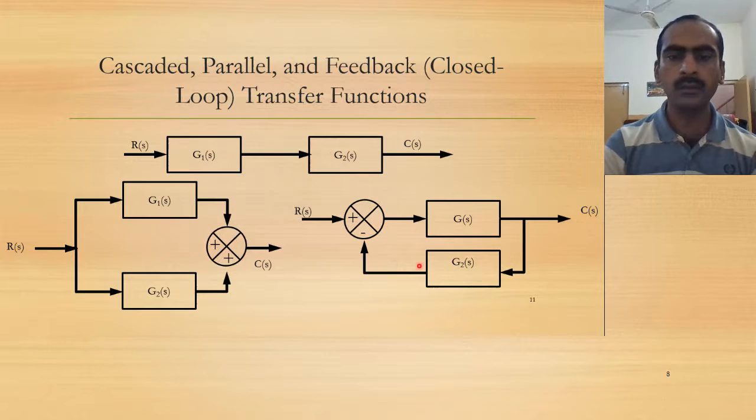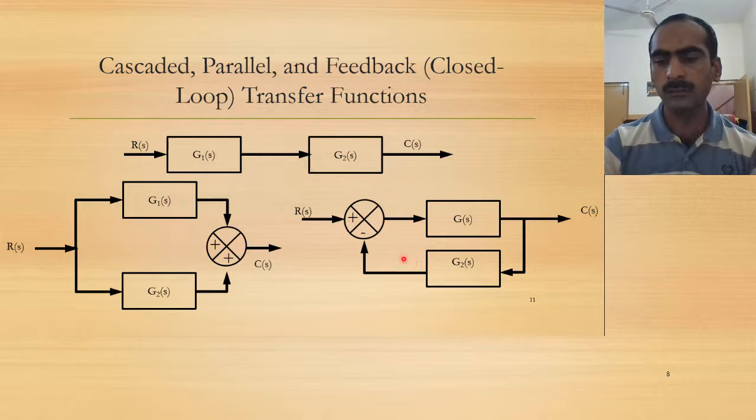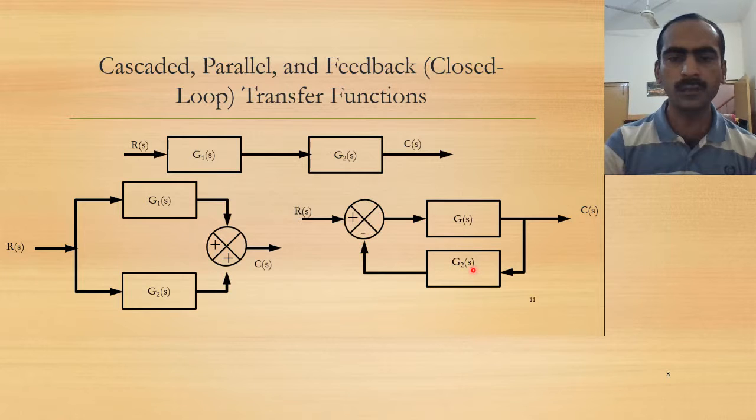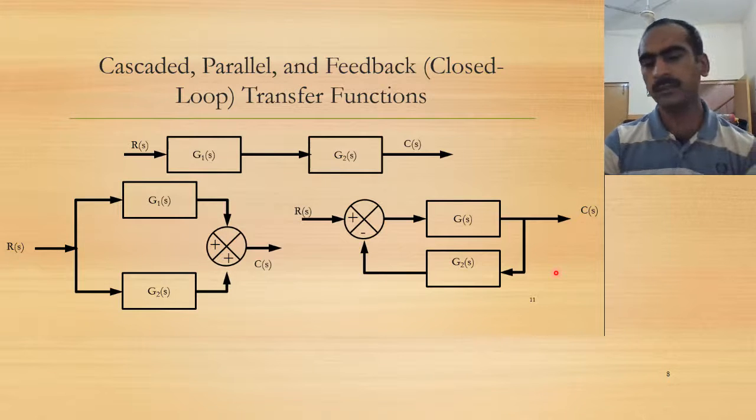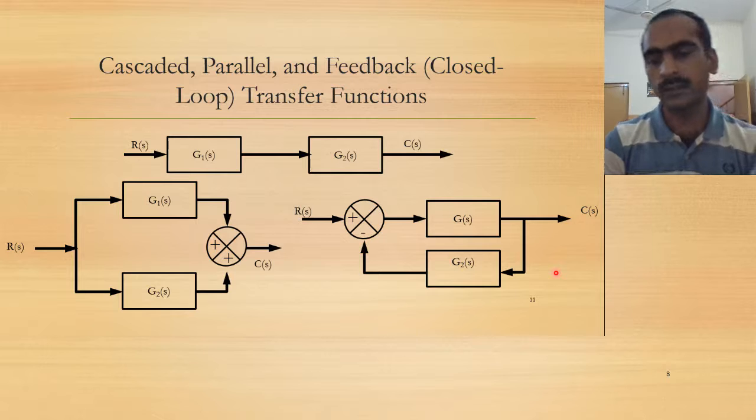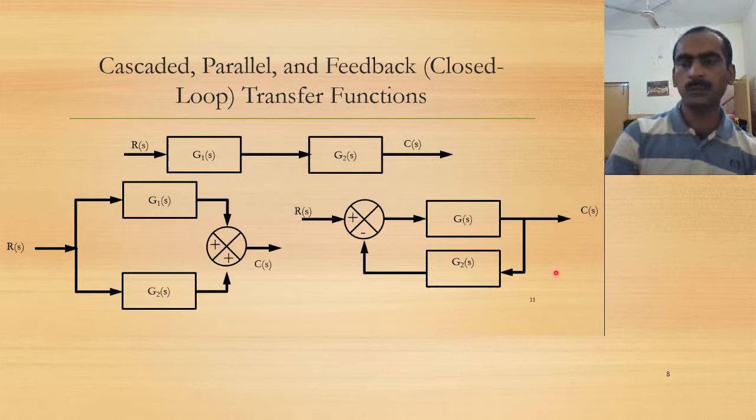And there is also a closed loop connection. We see G(s) and G2(s) are the two blocks, and they are connected in a closed loop fashion. We are comparing the output of G2(s) with the input, and that is being inputted to G(s). This is the closed loop connection. So these are the basic connections, and we will be making use of them when we go to block diagram reduction.